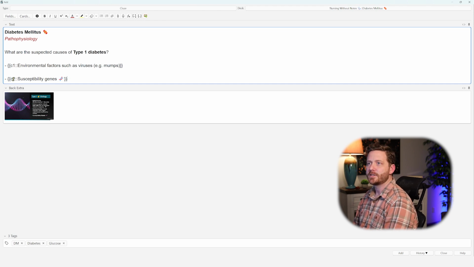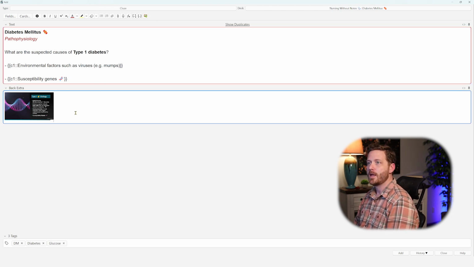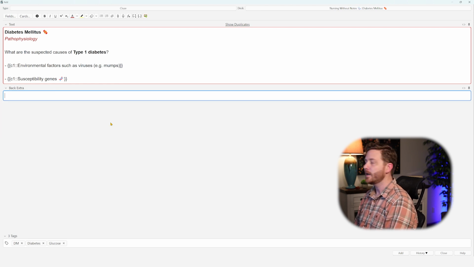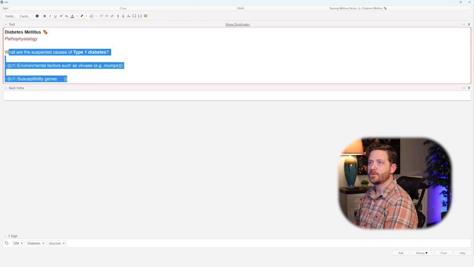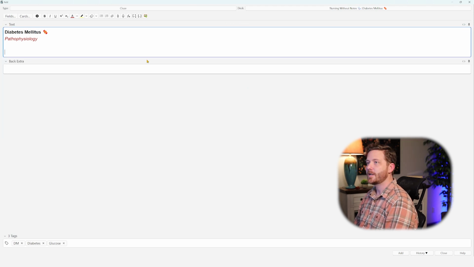Now we want to answer this all together, and so we'll just do 1 and 1 to give us one card for both these answers. All right, so we'll Control-Enter, and we'll add that card in. Now we're done with type 1 etiology, and let's move on to type 2.